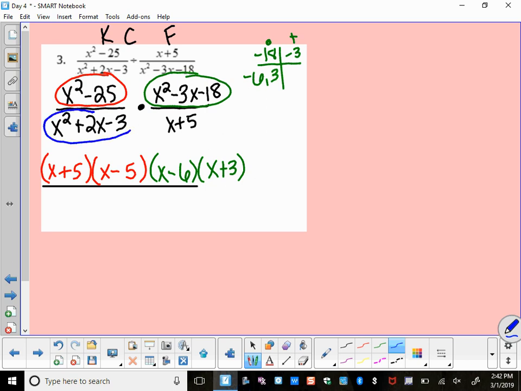At the bottom I have x squared plus 2x minus 3. So I need two numbers that multiply to give me negative 3 and add to give me 2. 3 and 1, and the 1 gets my negative. So I have x plus 3, x minus 1. And then we can just rewrite x plus 5 on the bottom.